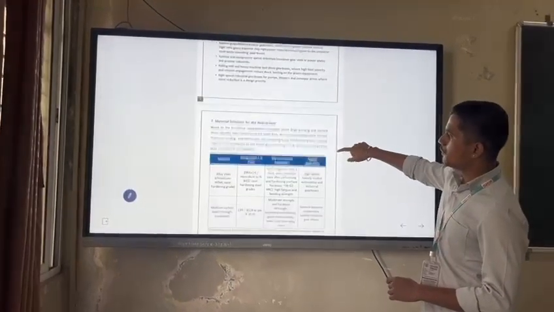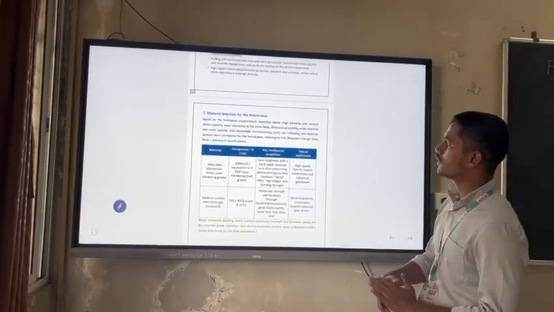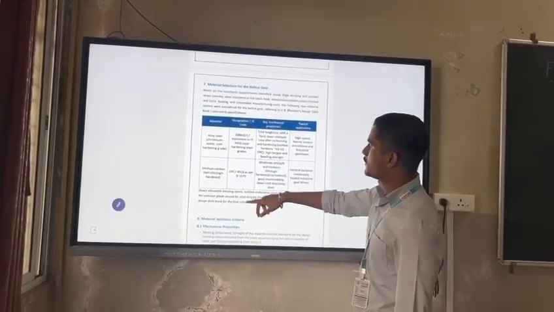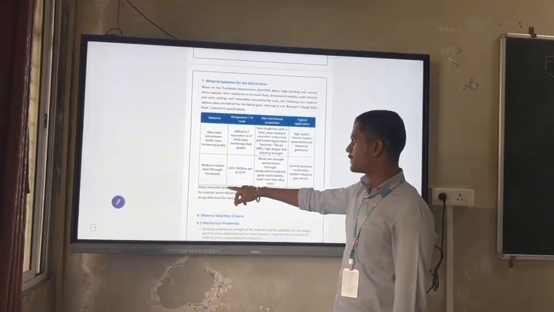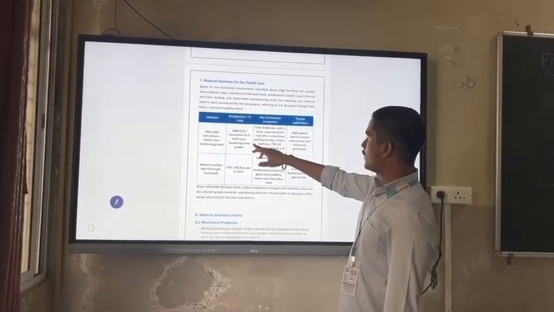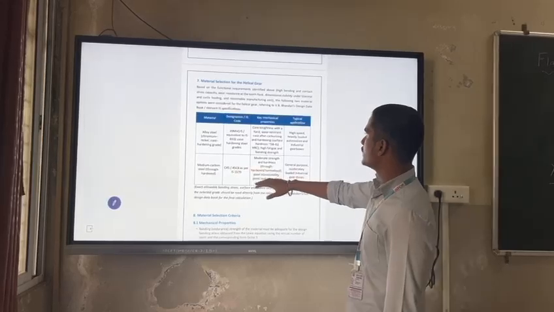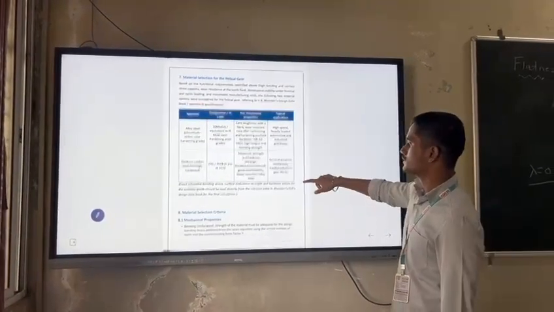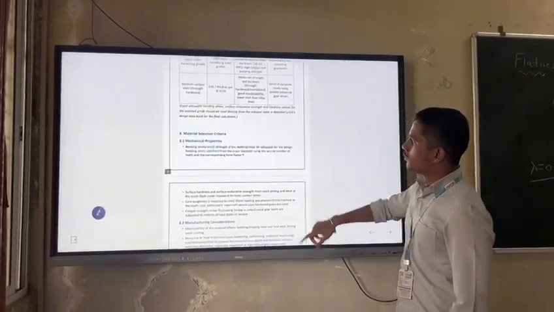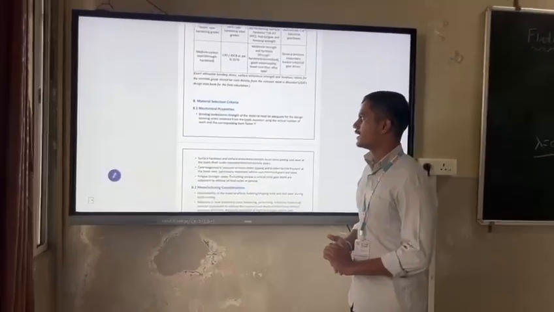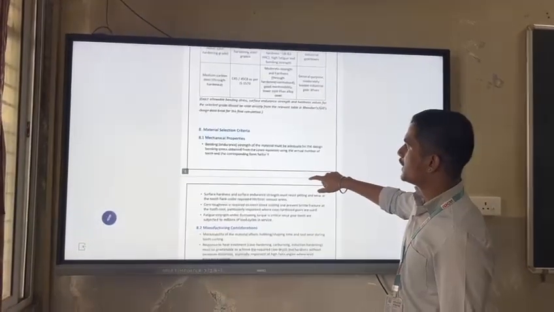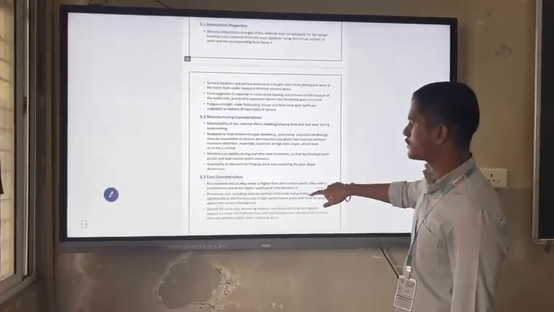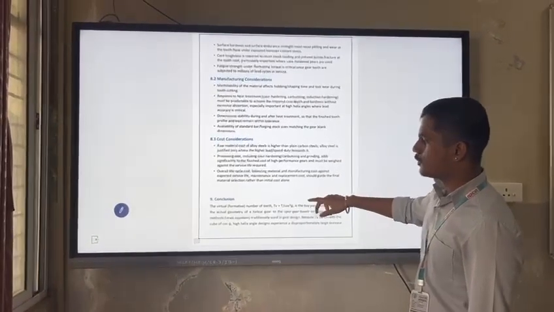The seventh point is material selection for a helical gear. There are two material selections. First is alloy steel and second is medium carbon steel. Here is the designation, key mechanical properties and typical application. Point 8 is material selection criteria. In this, mechanical properties, manufacturing considerations and cost considerations are given.